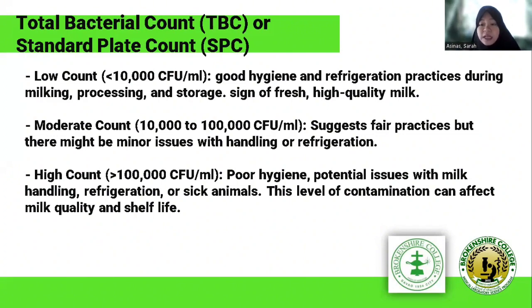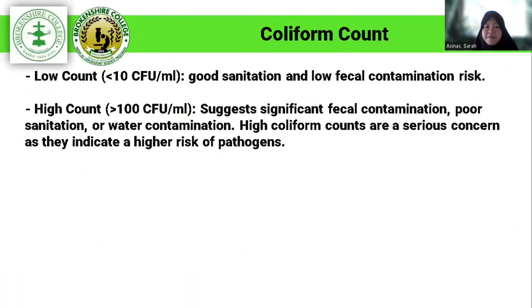This suggests fair practices, but there might be minor issues with handling or refrigeration. A high count, that is greater than 100,000 colony forming units, indicates poor hygiene and potential issues in handling the milk during refrigeration, or it could also be that the animals are sick. This level of contamination can affect the milk quality and its shelf life.